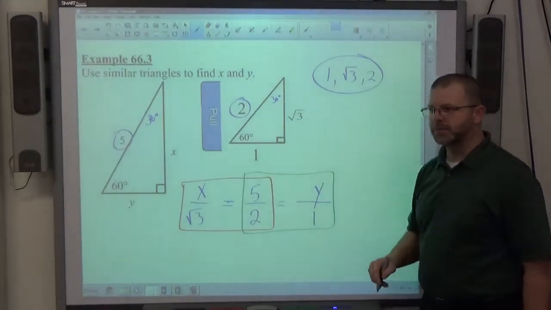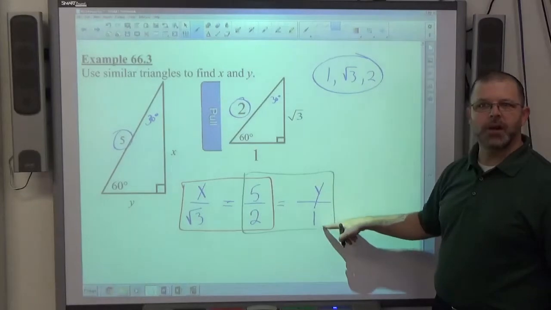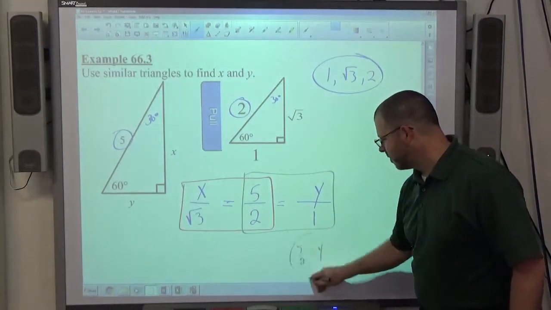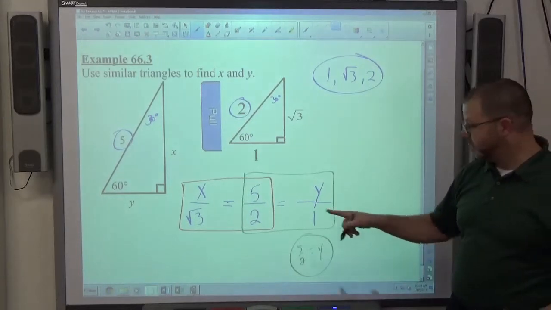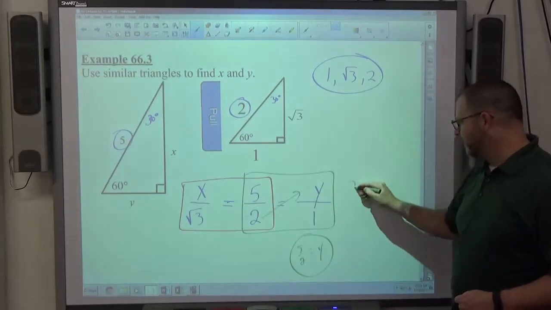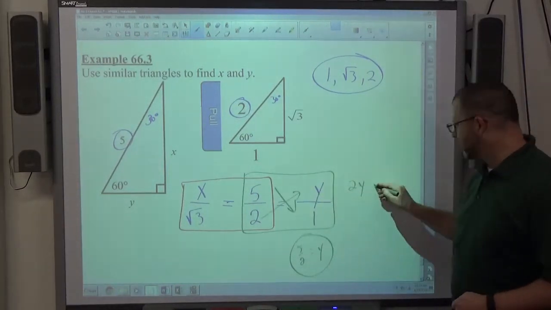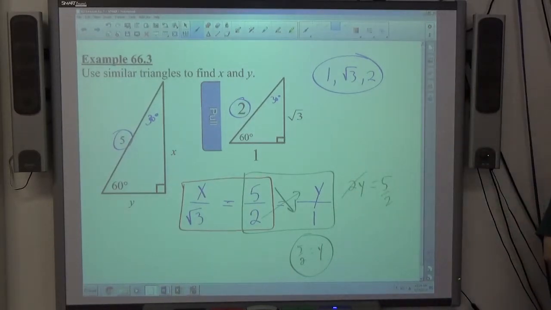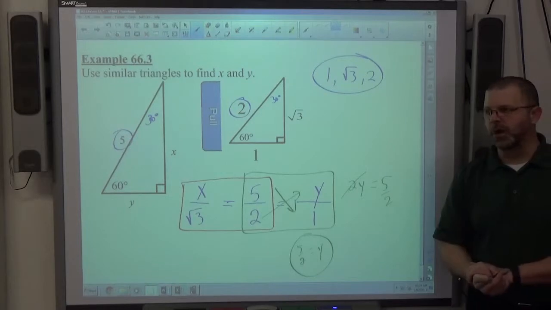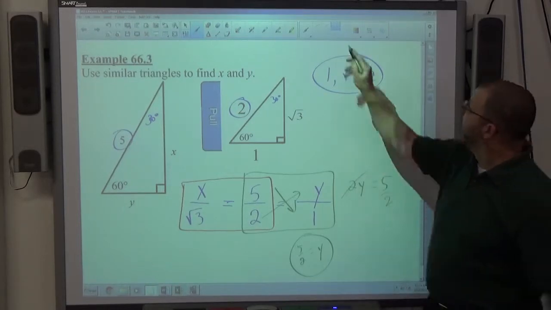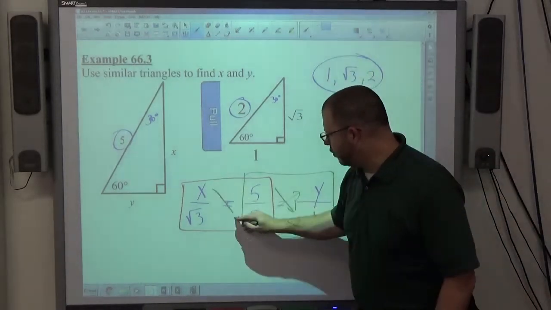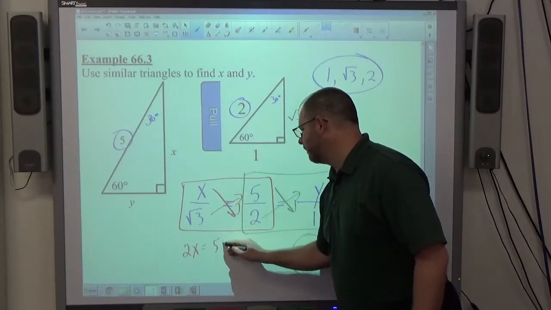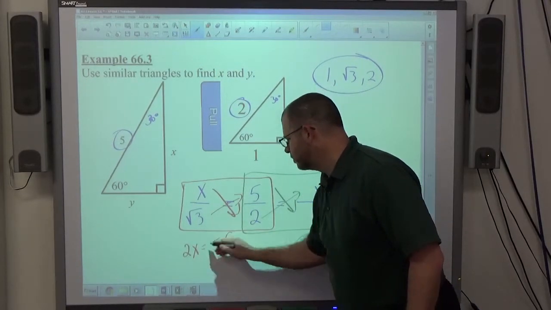Let's start with y. Y over 1 is the same as y, right? So y equals 5 halves, done. If you didn't notice that, 2y equals 5, then you divide it by 2. Same thing, right? But if you get y over 1 equals, that's the same as y equals. So, you know, that one's already solved. Looking at the red one, cross multiply. 2x equals 5 times the square root of 3. Divided by 2. There you got x.